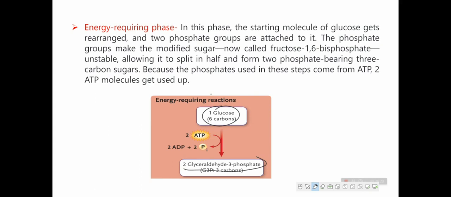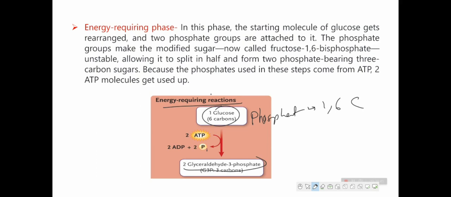During the addition of phosphate group at the 1 and 6 position of the carbon, 2 ATP will be required. So this process is known as energy requiring reaction. This process is known as energy requiring reaction.